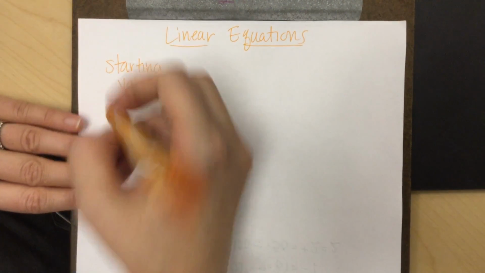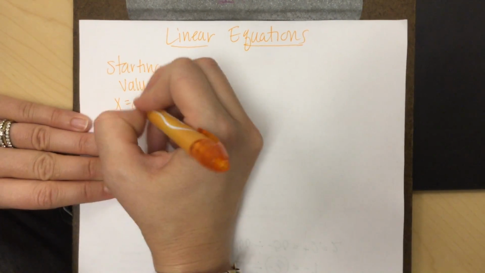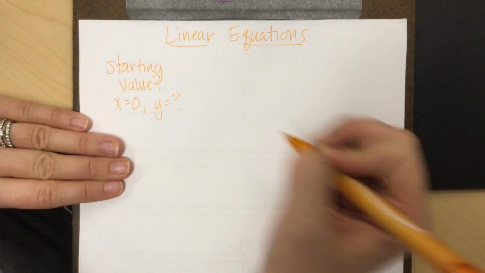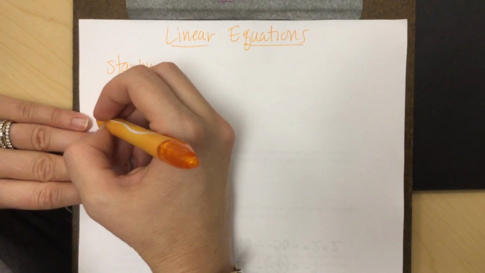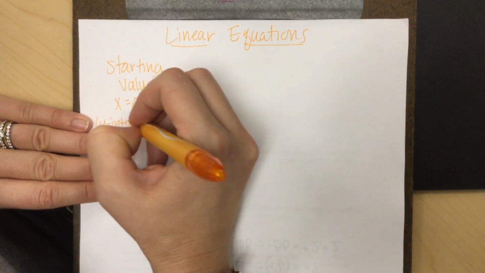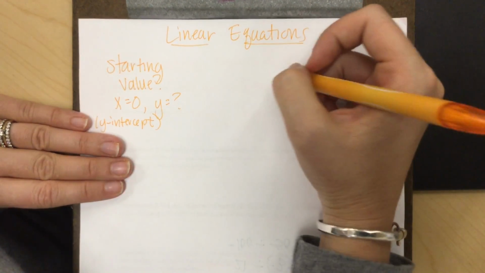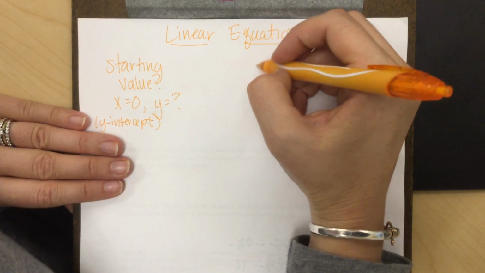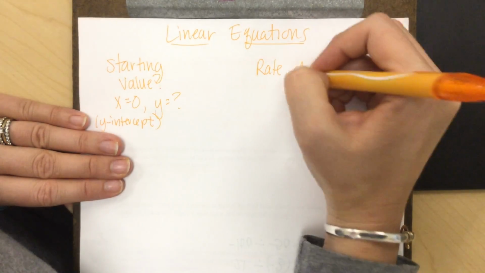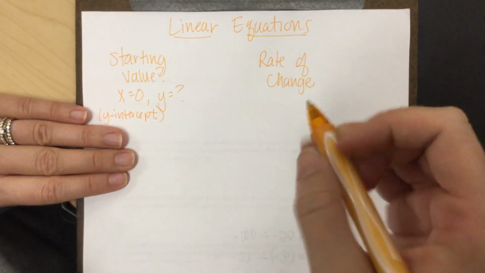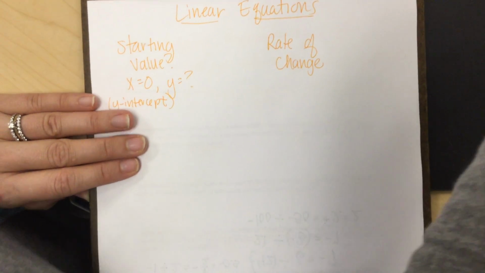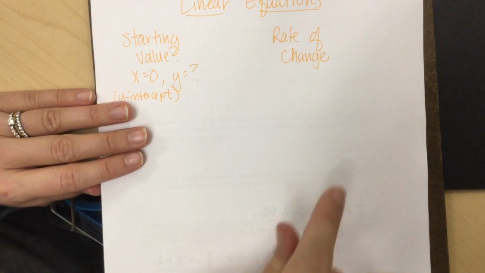Where is y when x equals 0? What is our y value equal to? And that, more mathematically, is called a y-intercept. And the other value that you'll need is your rate of change, or your unit rate. How much is this scenario changing each one time?